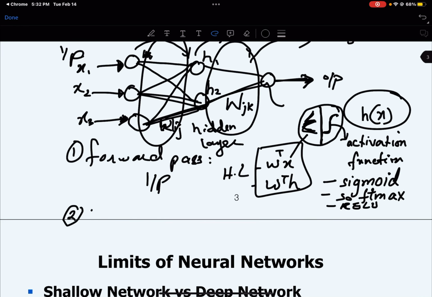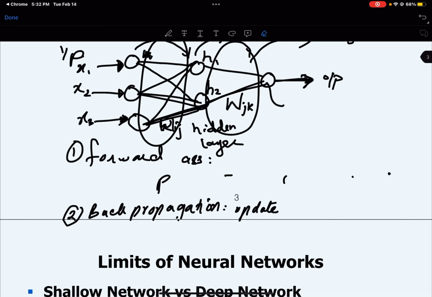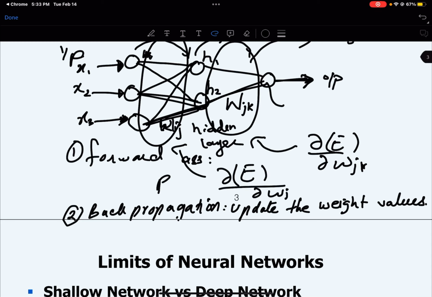The next thing that we studied was back propagation. And why do we need back propagation? To update the weight values. For back propagation, we have to take the derivative, the partial with respect to the weight values jk, and for this we take the partial with respect to ij. This is what we studied in the previous lectures.